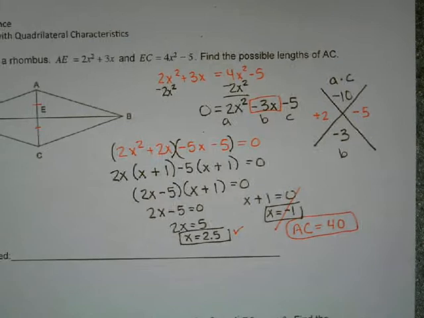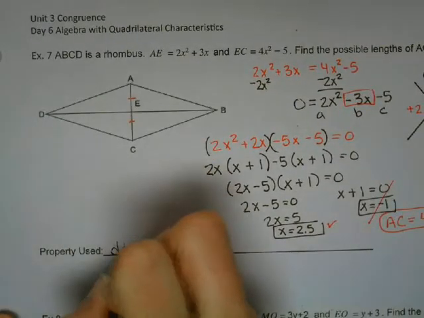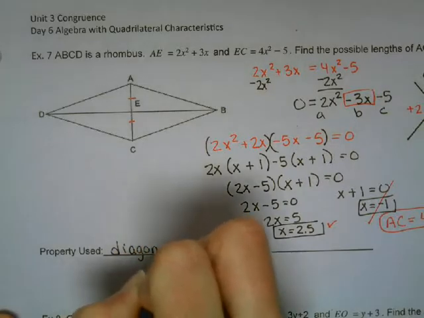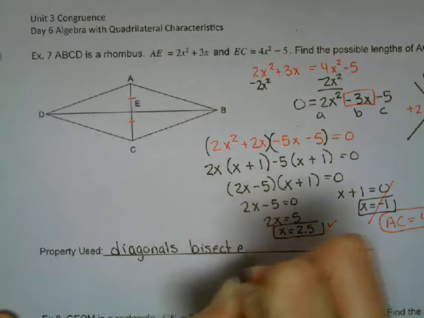What property did I use to figure that out? So the reason I set those equal is because the diagonals are bisected. I guess the diagonals bisect each other.